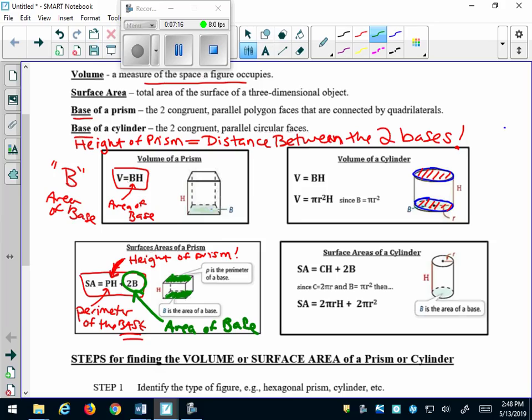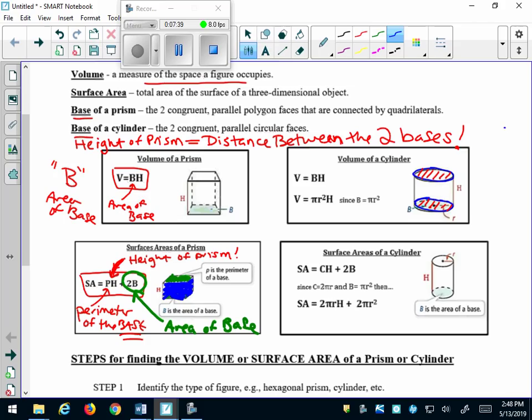The PH gives you all of the other faces, the ones that aren't bases. Here, here, and here, and in the back. That's the PH part of it, perimeter times height. And sometime in class, I'll show you visually why that PH makes sense.